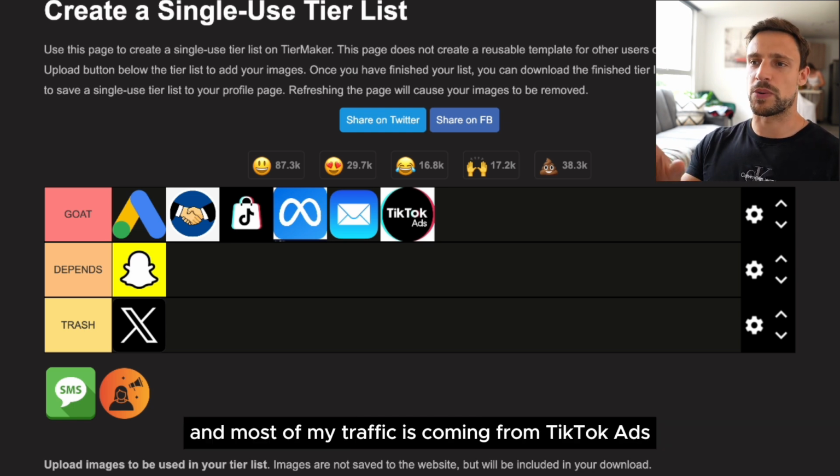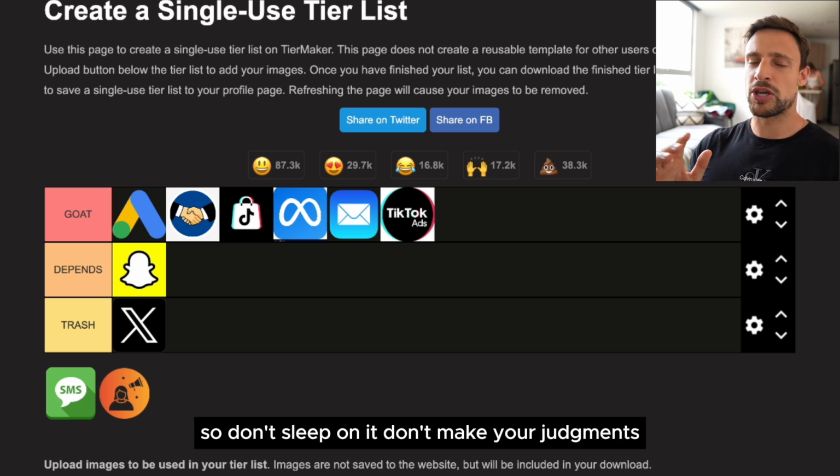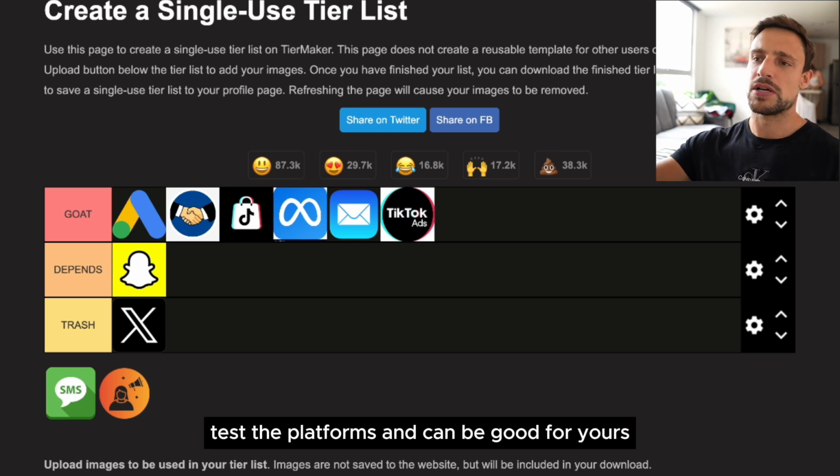And most of my traffic is coming from TikTok ads. Most of my sales are coming from there. So don't sleep on it. Don't make your judgments. Test the platforms, and it can be good for yours.